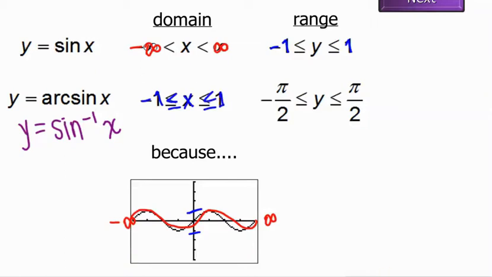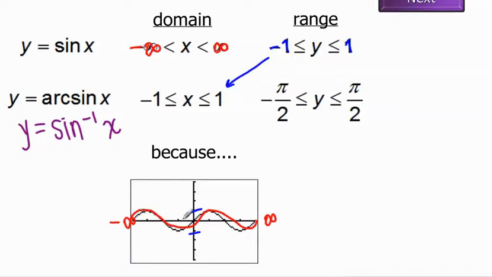So that's where this is coming from. So let me just do this in blue. This range is going to become the domain of the inverse sine. And normally the domain becomes the range.